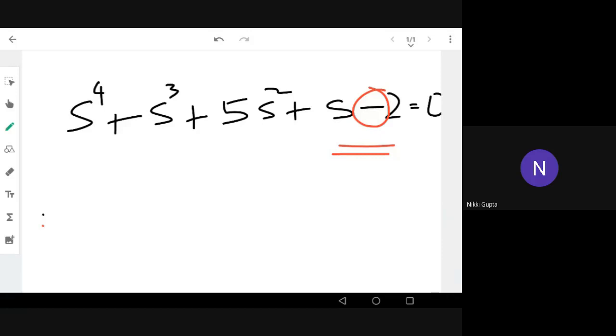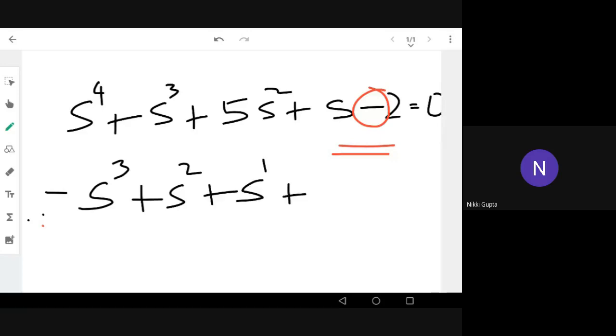Sometimes the equation will be like this: minus s raised to 3 plus s squared plus s raised to 1 plus 2 equal to 0. Here also we know this is going to be unstable because all these terms have different sign. Mostly, I'm not sure, I'm just guessing. So maybe it'll be something like this also. All are negative, so we don't know. If all are negative, we don't know. This is nothing but we can multiply by minus one, then all becomes positive, right?